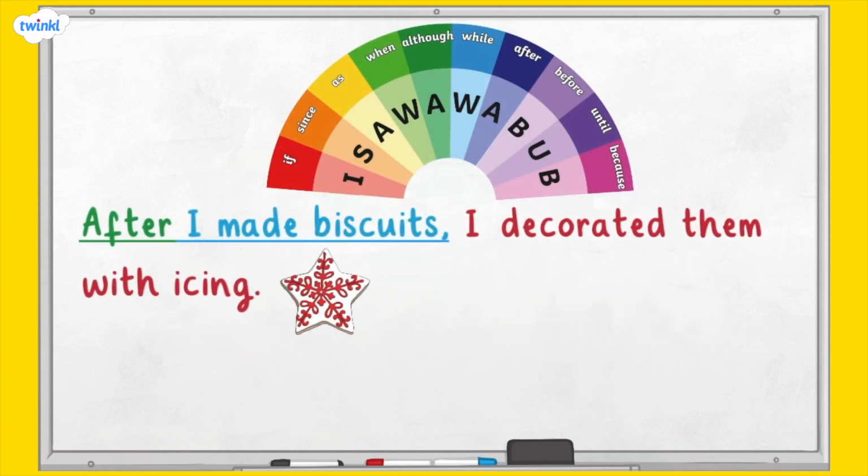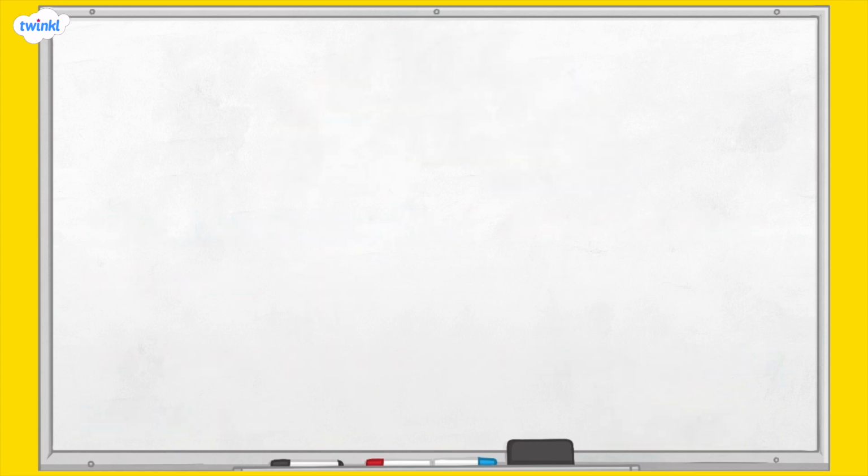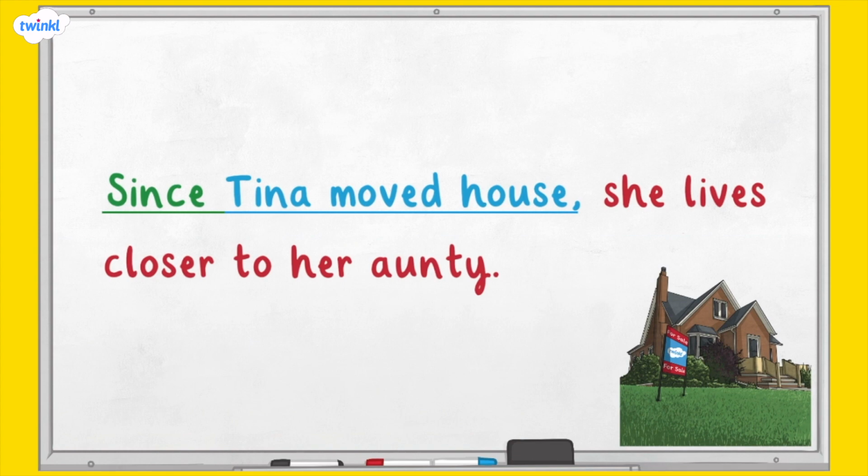Have a look at the multi-clause sentences below. After I made biscuits, I decorated them with icing. The farmer fed the sheep before the sky turned dark. Did you see how the position of the subordinating conjunction can move to the start or the middle of the sentence? If the subordinating conjunction is placed at the start of the sentence, a comma is used to mark the subordinate clause. Since Tina moved house, she lives closer to her auntie.